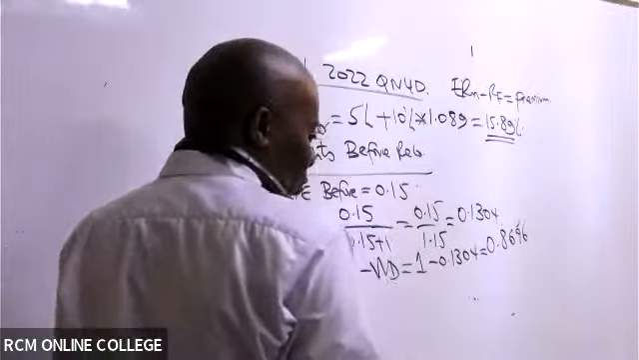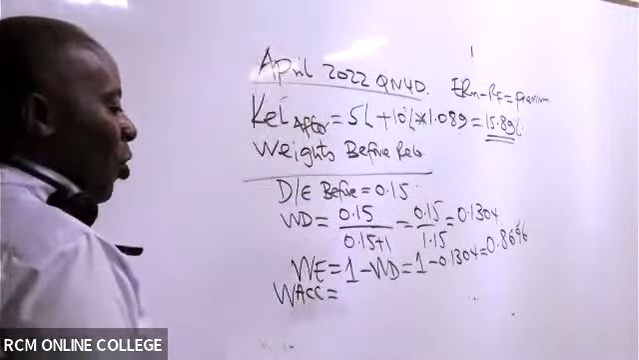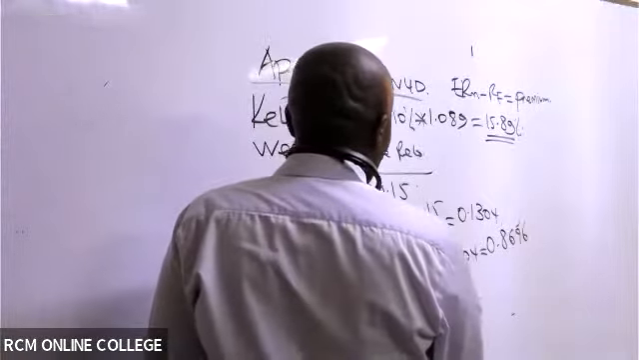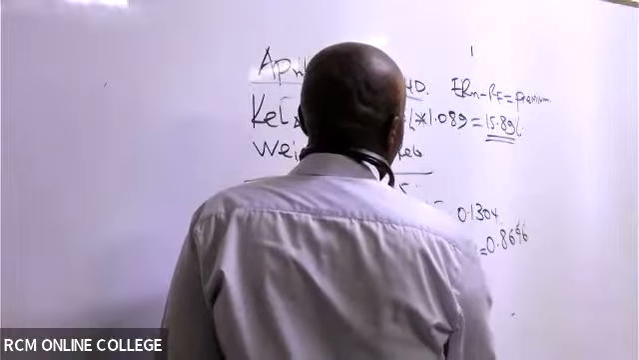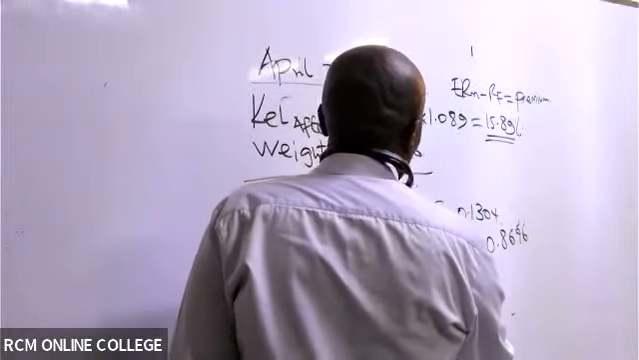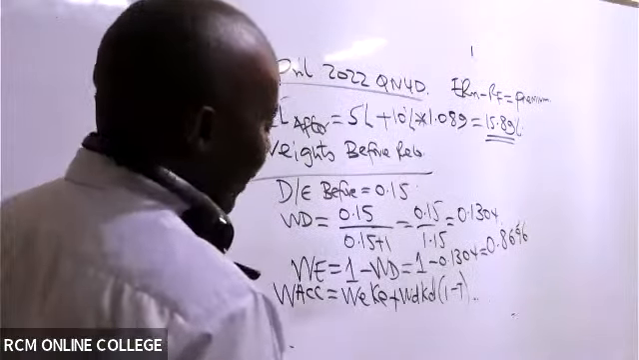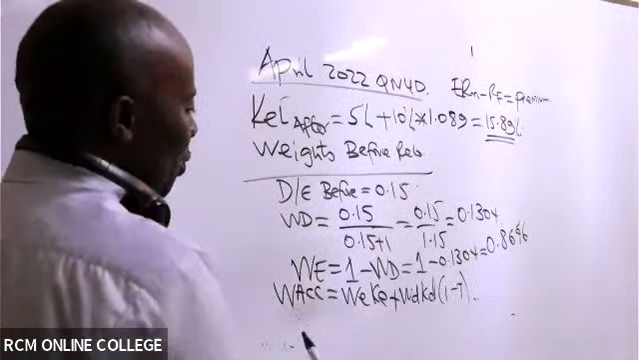Now, having gotten these weights, now we can very comfortably get what we call WACC, weighted average cost of capital, which will be the weight of equity times cost of equity, plus weight of debt times cost of debt, times 1 minus what here for cost of debt? 1 minus T.